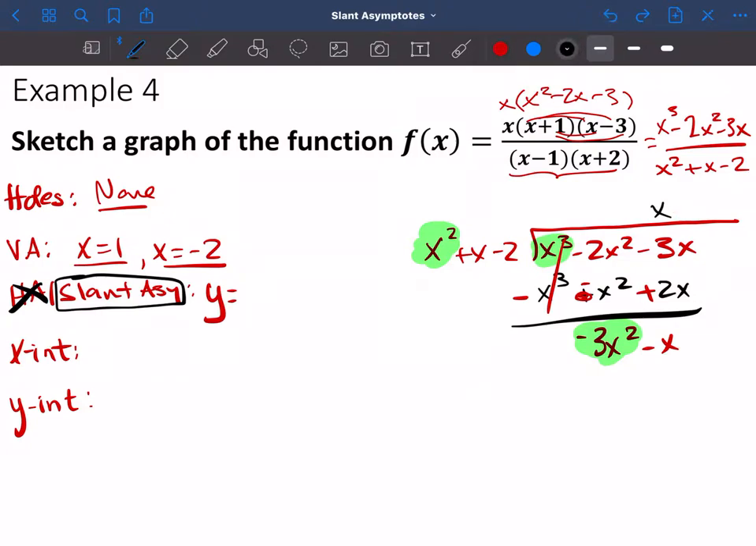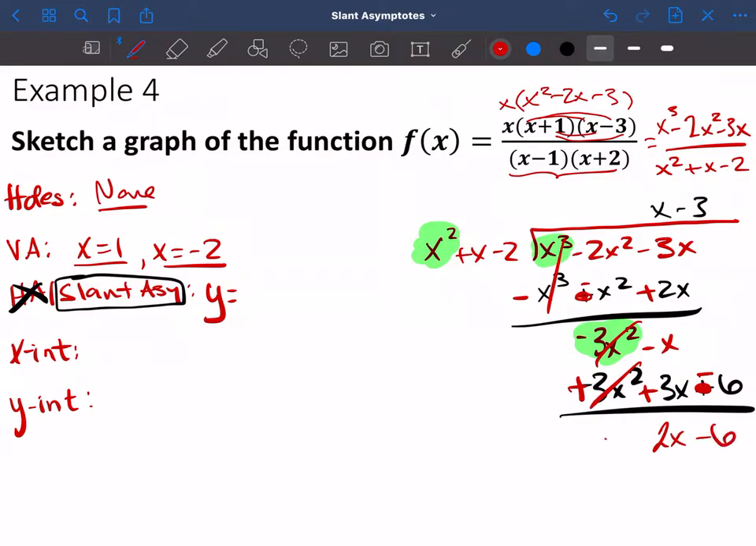So we have minus 3x squared minus 3x, and that's going to be plus 6. Okay, so now we need to change our signs. So that's going to be a plus, and this is going to be a minus. So that is gone. We end up with 2x minus 6. So this is going to be our remainder, but we don't need that. We are focusing on this quotient up here. All right, so for our quotient, we have x minus 3. So this is the equation we're going to use for our slant asymptote.